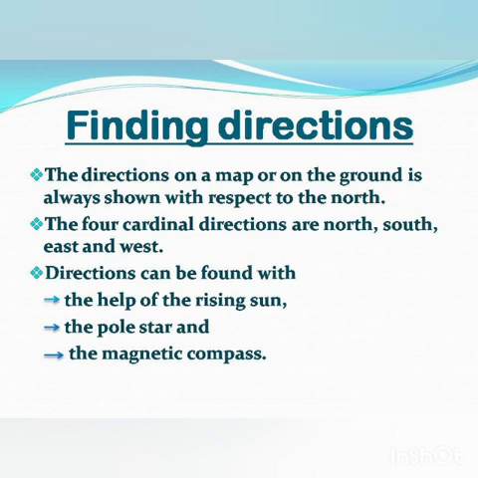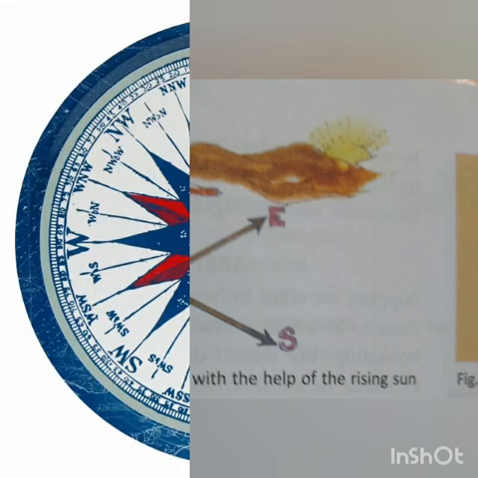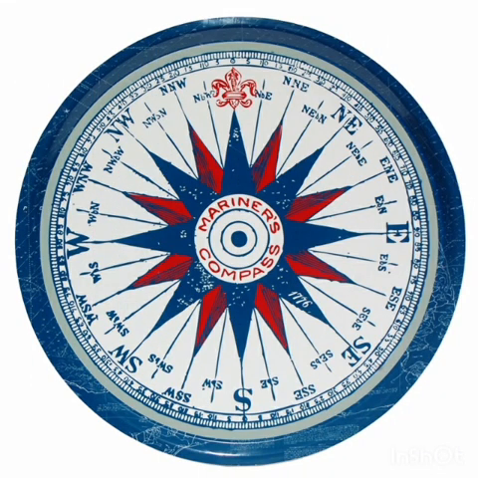Now we can find the directions with three methods. First one is with the help of the rising sun. If you are standing facing the sun in the morning, then we are facing the east. So west would be towards our back, and our left hand points towards the north and our right hand will point towards the south. Okay, so you can see in this figure.